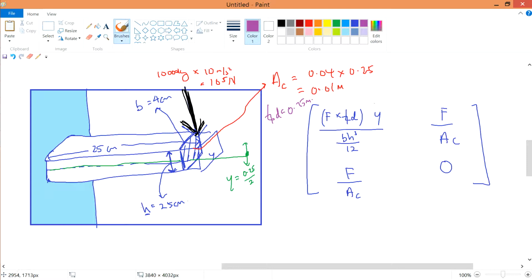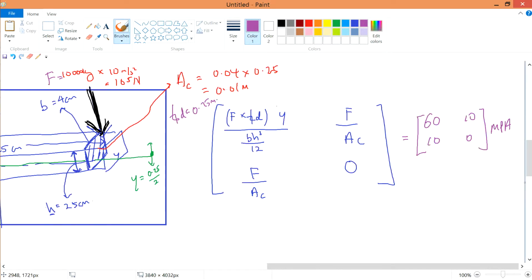Therefore we have identified all of the variables over here. My force is over here, my B, my H, my y, my AC, all are here. And therefore, after subbing in all these values, I will have the answer in megapascals, meaning times 10 to the power of 6 Pa.